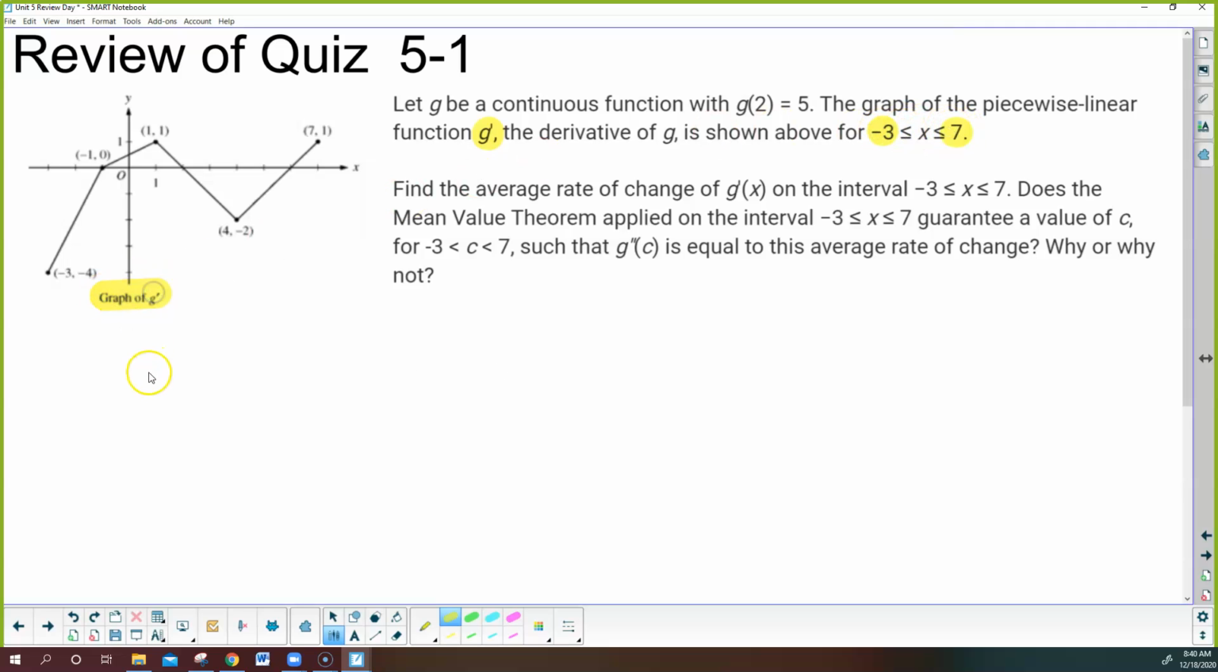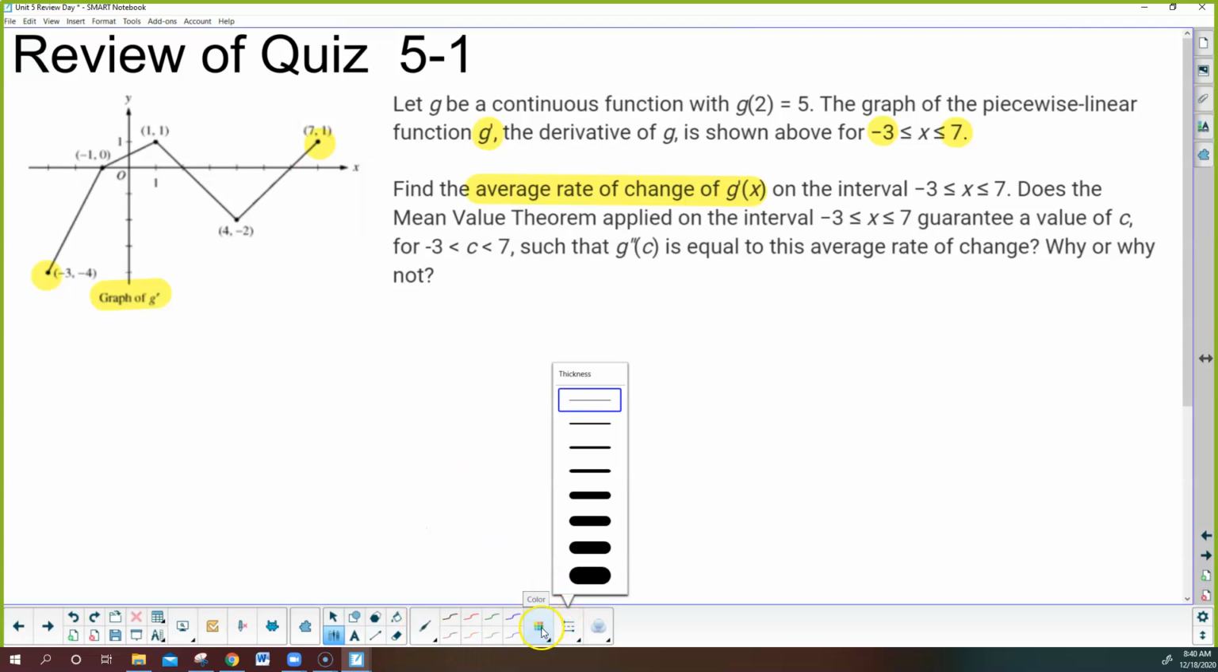So you always need to make a connection. What graph are you looking at? Here they tell us to find the average rate of change of g prime from -3 to 7. Well, all that's asking for is the slope.